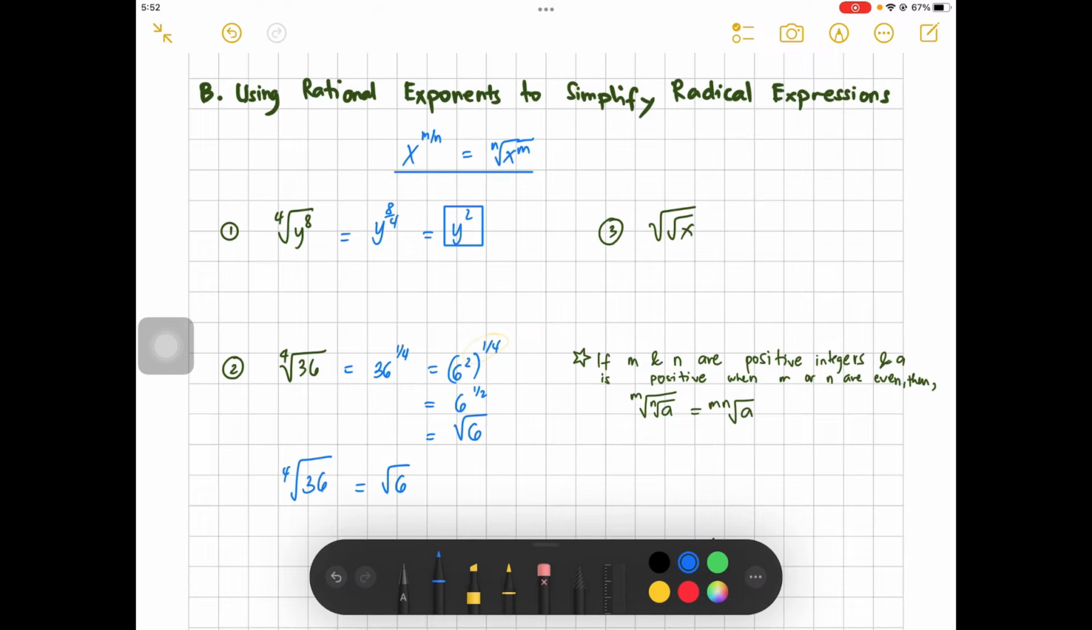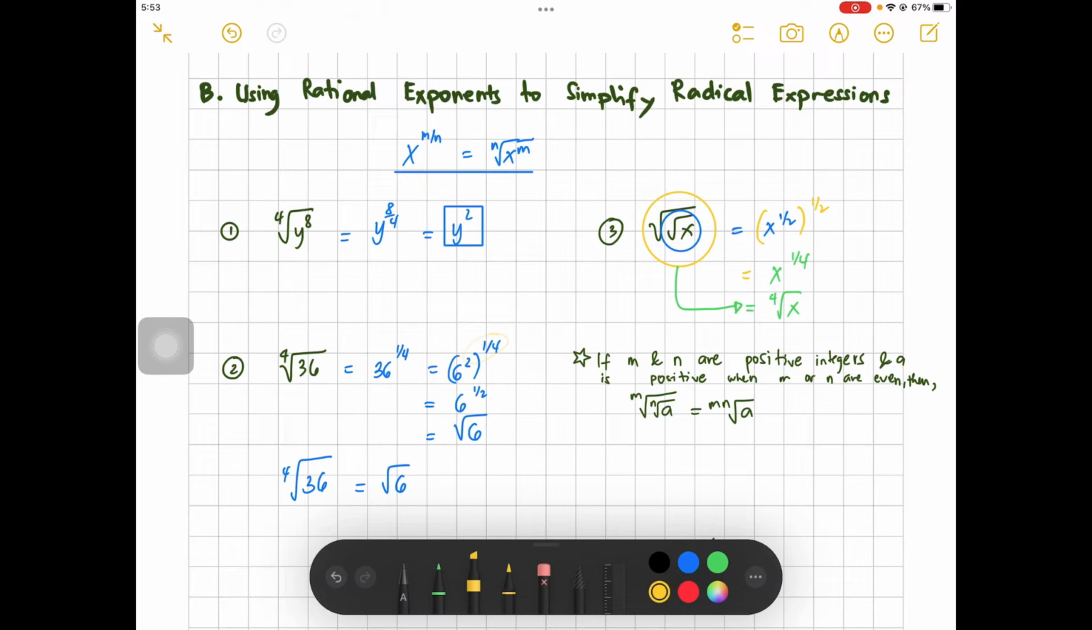Number 3, the square root of the square root of x. So to answer this, next we have square root of square root of x. First, we write this radical expression using rational exponents. For this one, we have x raised to 1/2. And then for the outer radical, we raise it to 1/2. Properties of exponents, we have x raised to 1/4, or therefore, 4th root of x. So this is equivalent to the 4th root of x.